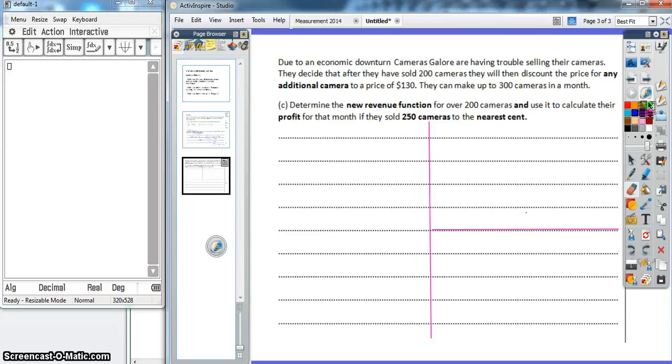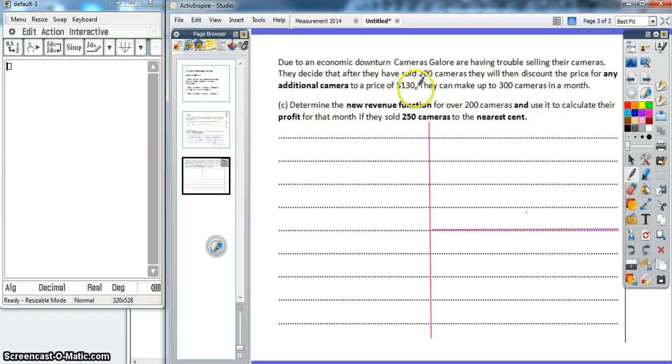Okay, now the next bit. It says due to an economic downturn, Cameras Galore are having trouble selling their cameras. They decide that after they have sold 200 cameras, they will then discount the price for any additional camera to a price of $130, and they can make up to 300 cameras in a month. Determine the new revenue function for over 200 cameras and use it to calculate their profit for that month if they sold 250 cameras, to the nearest cent.